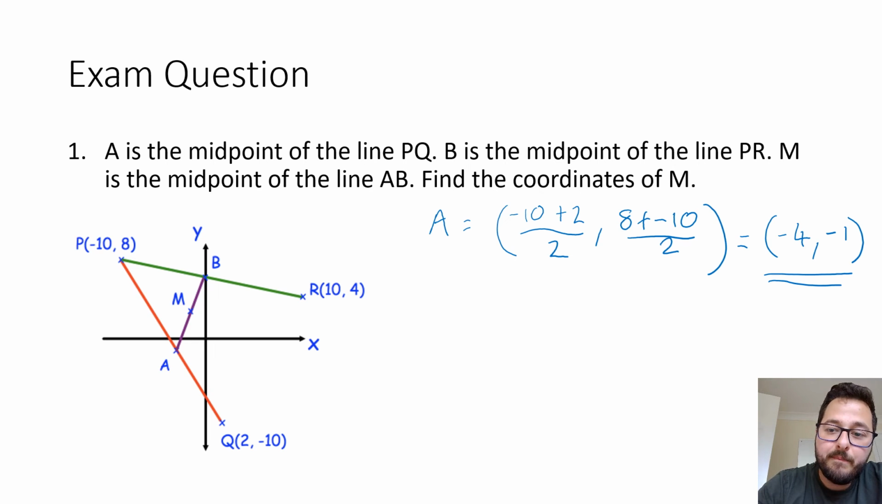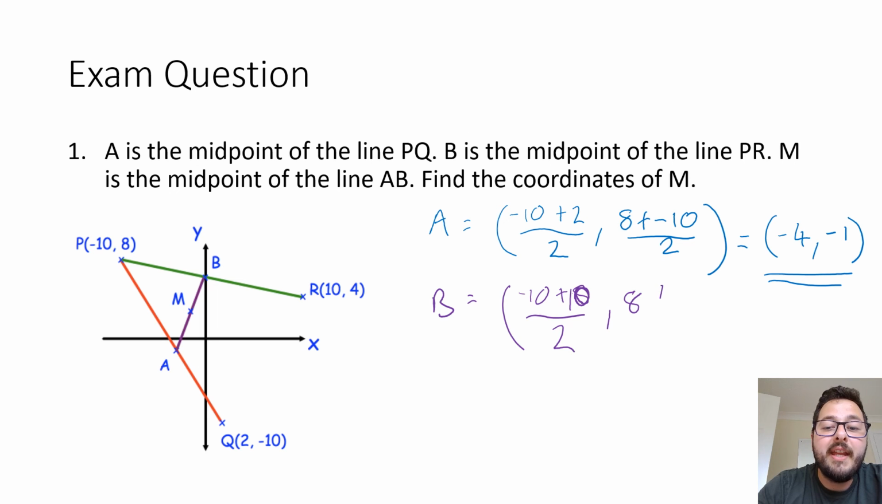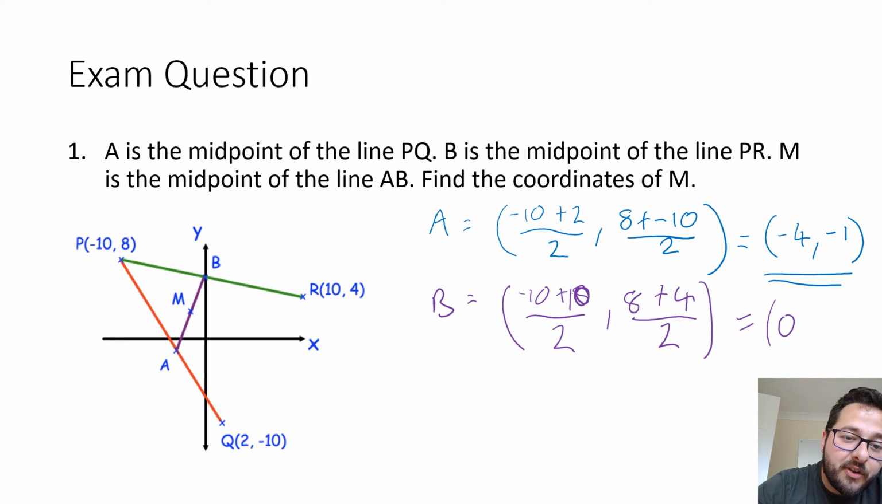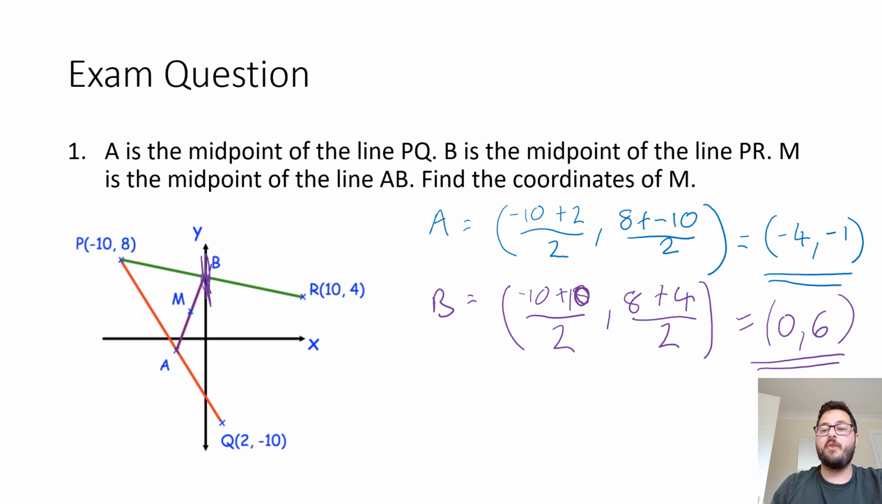Now let's do B. Well, B is the midpoint of PR, so this is going to be minus 10 plus 10 over 2. And for the y coordinates, we've got 8 for P, 4 for R, over 2. Minus 10 plus 10 is 0, so that divided by 2 is 0, and that makes sense because it's on the y-axis, isn't it? So that makes sense that would be 0. And then 8 plus 4 is 12. 12 divided by 2 is 6. Great, so we've got A and B.